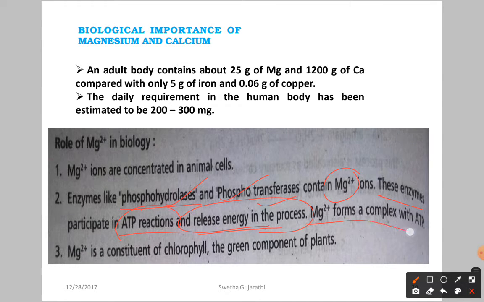Mg+2 forms a complex with ATP. So how does it react? This Mg+2 forms a complex with adenosine triphosphate. ATP means adenosine triphosphate. It is also a constituent of chlorophyll. As you know very well, chlorophyll is the green pigment of plants, and in that we have the Mg+2 ion.